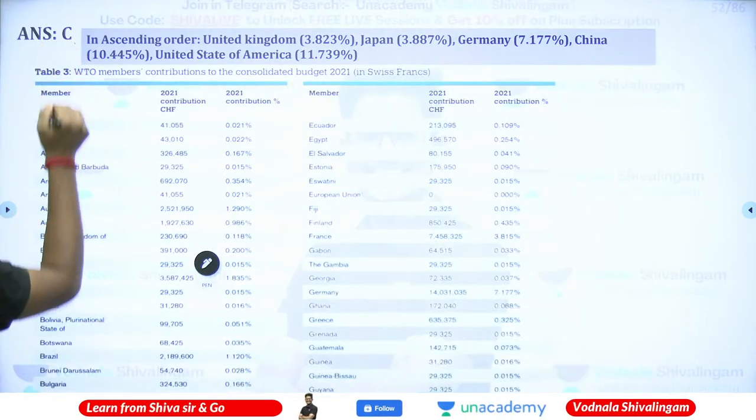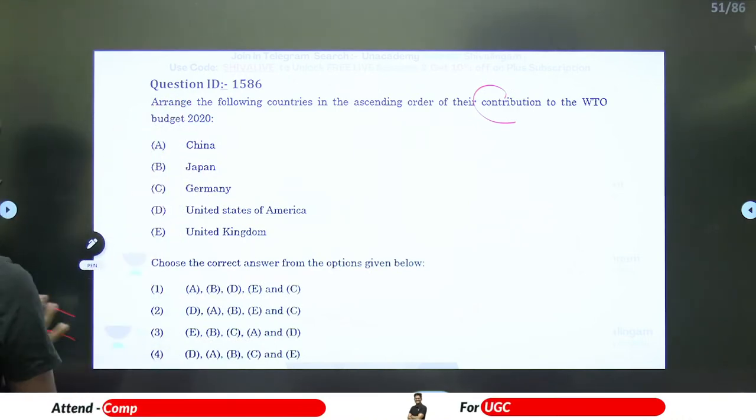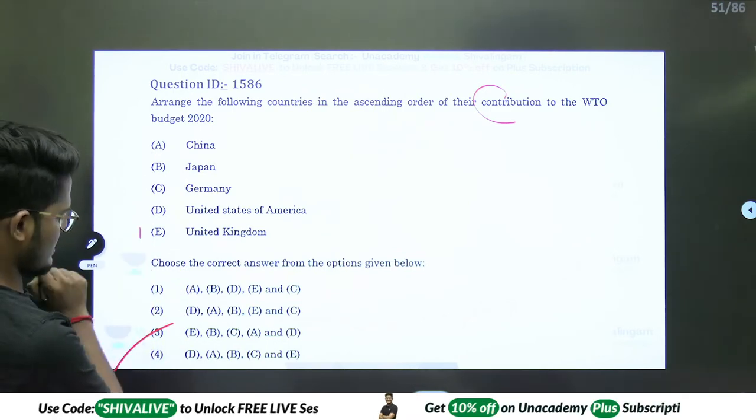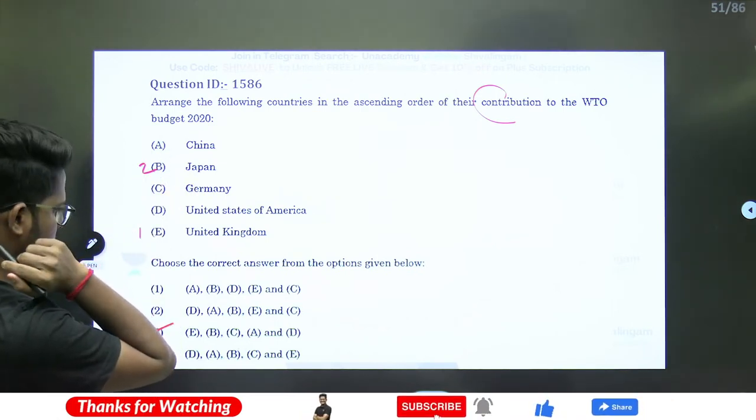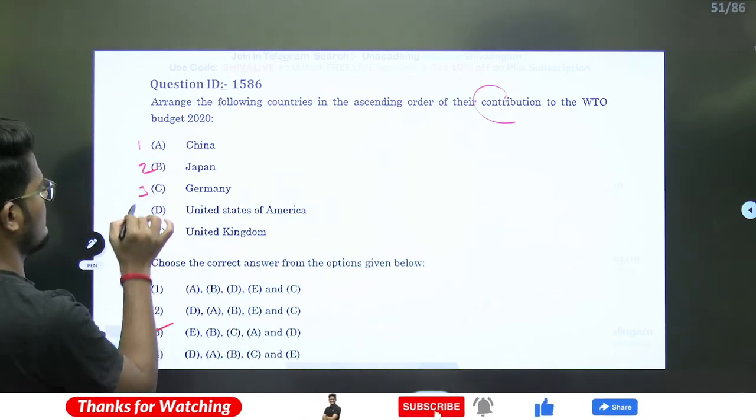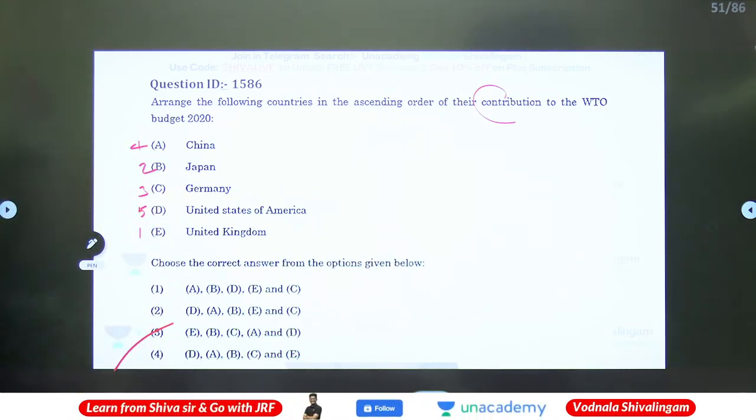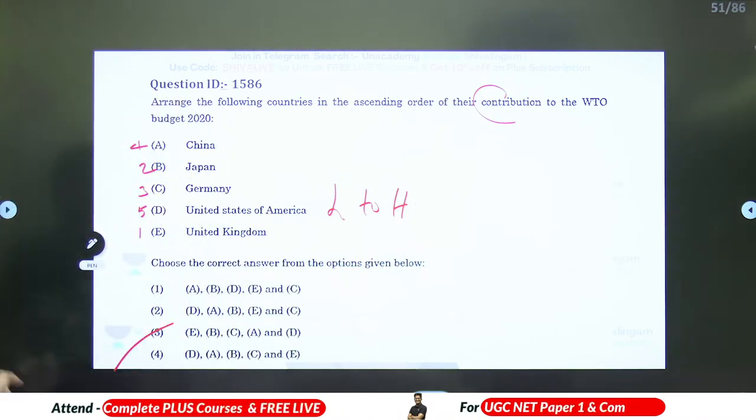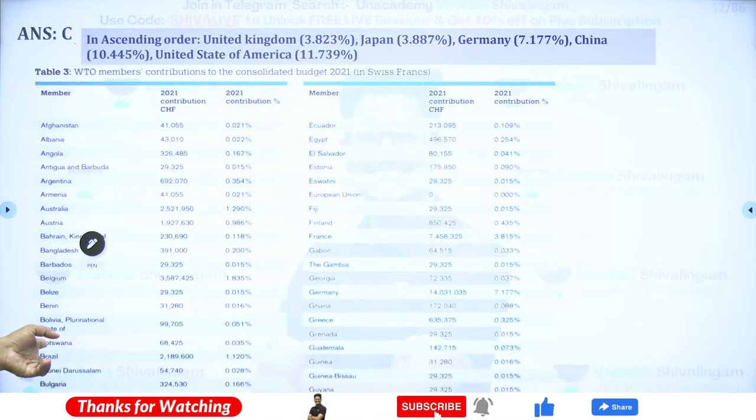What option is given? C. Wait. I might have opted for the wrong option. C. So United Kingdom 1. B, Japan. C, A, D. So, USA will be last, huh? Means low to high. Low to high. Yes, low to high. Ascending, low to high.